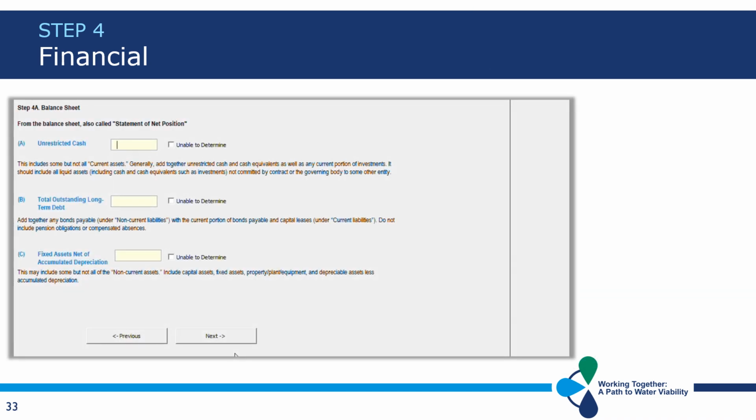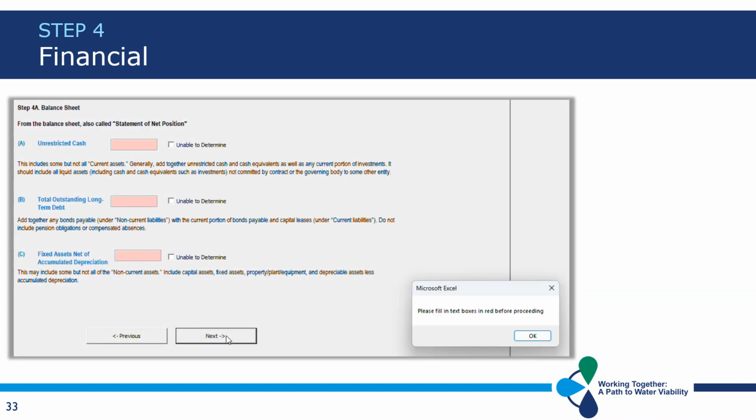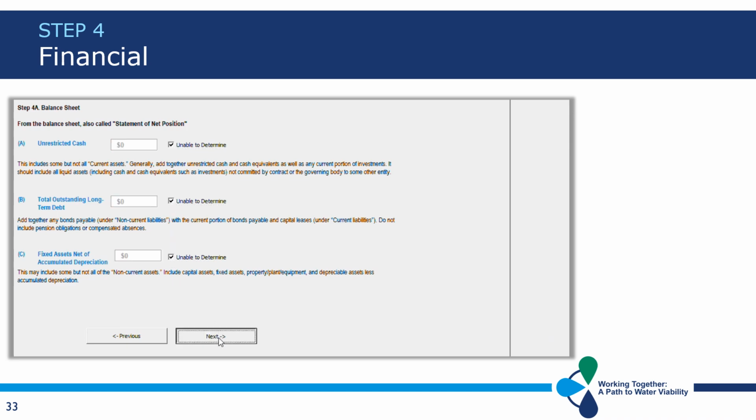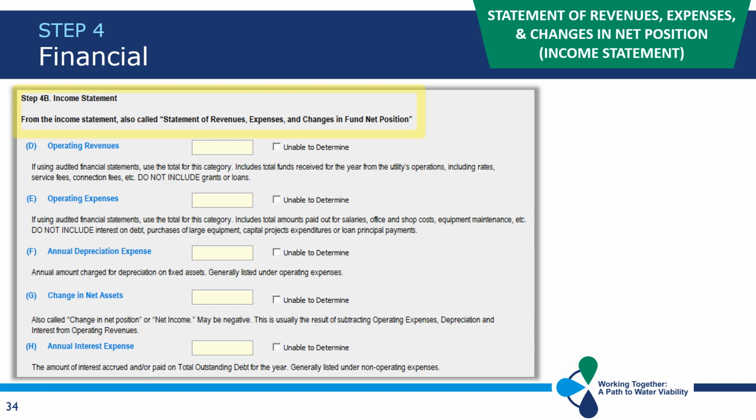You'll notice that you can't proceed to the next part of this section until you answer each question. Remember that you can always mark unable to determine if you aren't sure. If you find the answer later, you can come back to the tool and change it. Step 4B asks for 5 items from the income statement, which is often titled the Statement of Revenues, Expenses, and Changes in Net Position.